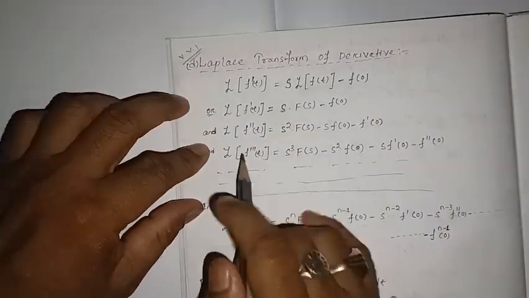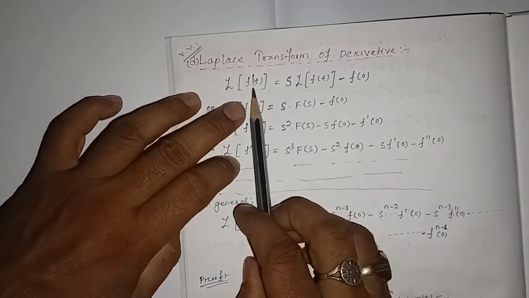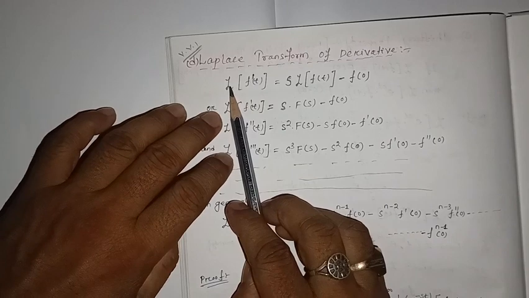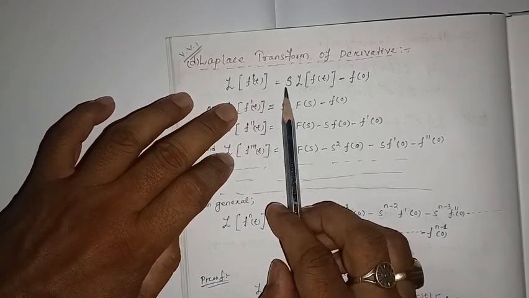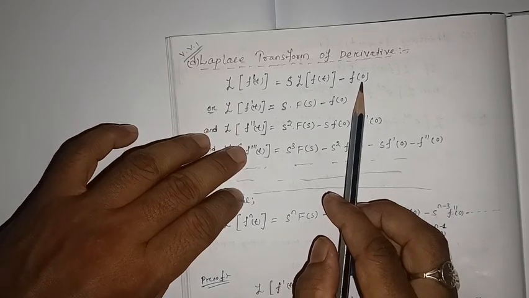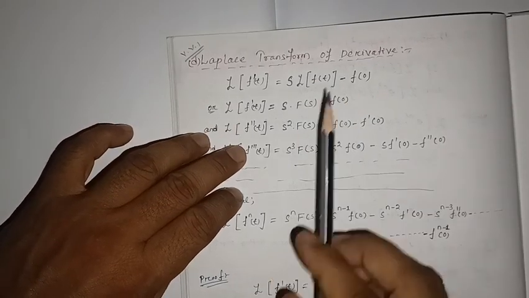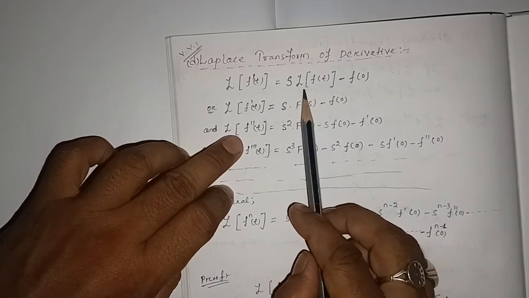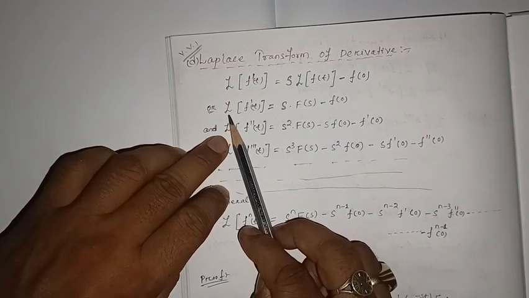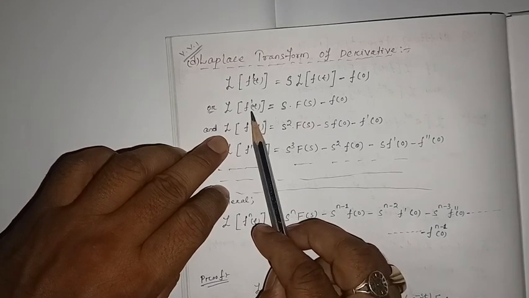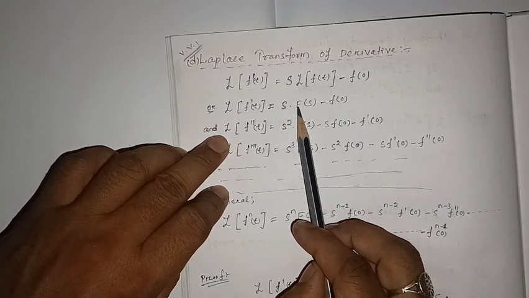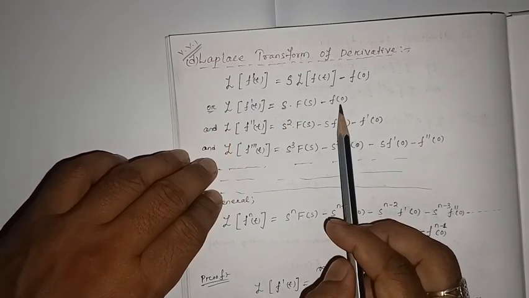So Laplace transform of derivative, that means here the first derivative of the function f of t, that means f dash t. Laplace transform of f dash t will be s times Laplace transform of f of t minus f of 0. This is small f, okay? Laplace transform of f of t is nothing but capital F of s, so we can write the Laplace transform of the first derivative of f of t as s into capital F of s minus f of 0.